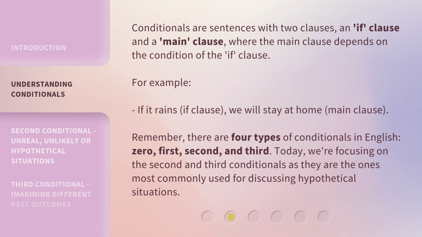Conditionals are sentences with two clauses, an if clause and a main clause, where the main clause depends on the condition of the if clause. For example, if it rains, if clause, we will stay at home, main clause. Remember, there are 4 types of conditionals in English: 0, first, second, and third. Today, we're focusing on the second and third conditionals as they are the ones most commonly used for discussing hypothetical situations.